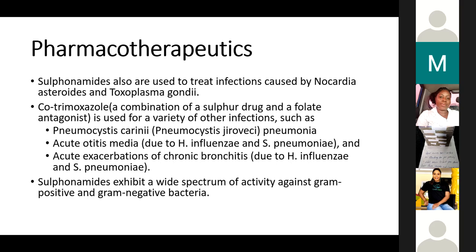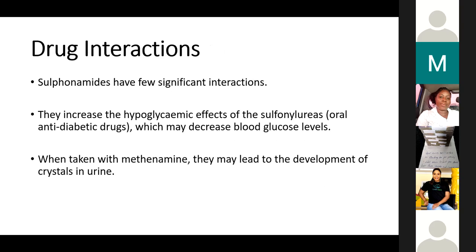They are also used to treat infections by Toxoplasma gondii, and typically in HIV patients who are at risk of opportunistic infections by Toxoplasma, you would give them Septrin. You would also give them Septrin for the treatment of acute otitis media, pneumocystis carinii pneumonia in HIV patients, and also for acute exacerbations of chronic bronchitis. They generally have a wide spectrum of activity against both gram-positive and gram-negative organisms.